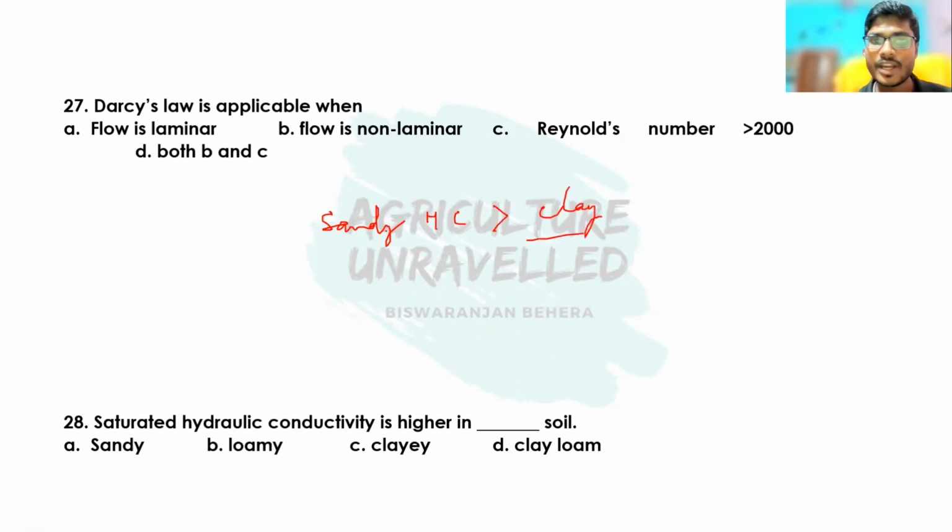Then what is the reason? It has been found that the saturated hydraulic conductivity that occurs in sandy soil is 1000 times more than the capillary or unsaturated hydraulic conductivity. Unsaturated hydraulic conductivity is also known as capillary hydraulic conductivity. Okay, so it is simple.